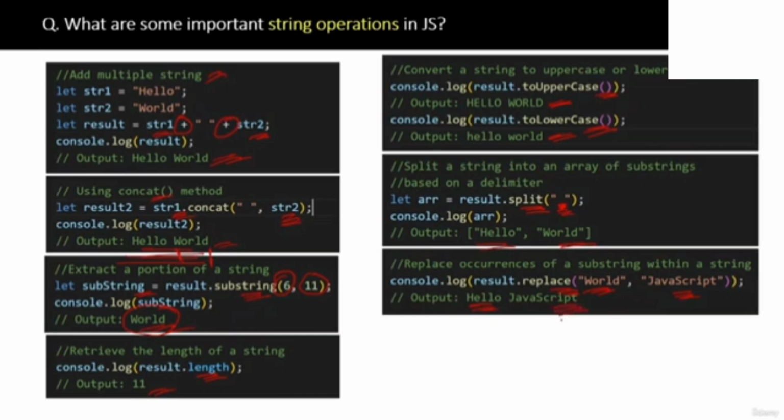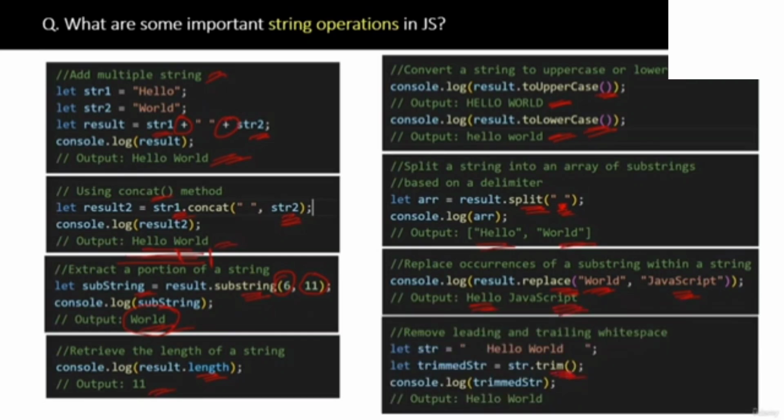The last method is trim. If you apply it to the string, it will basically remove the initial white spaces and the ending white spaces from the string. Alright, so these are some of the most important methods for the string manipulations which are frequently used in any application.